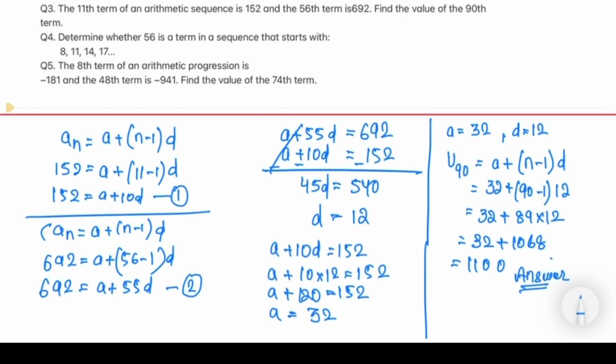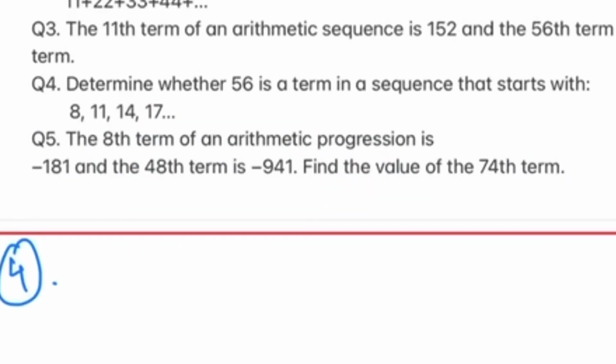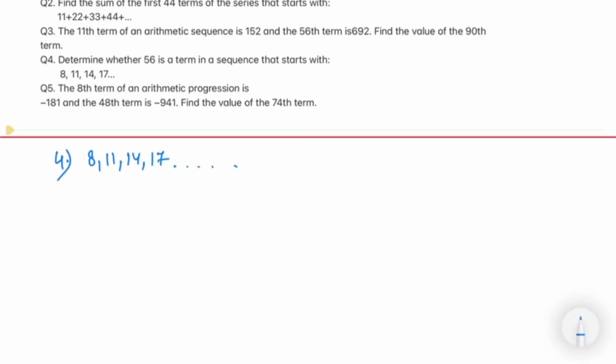Okay. Now let's start with the fourth one. Question number 4 says determine whether 56 is a term in the sequence that starts with 8, 11, 14 and 17. So far we were getting questions where we had to find the term, but here the term is given and we have to tell whether it fits into the sequence or not. So there is a trick for that. Remember, when your answer is an integer, it means the term is in the sequence, like 56 will be in the series, and if your answer is a decimal, then it means that it will not be in the series.